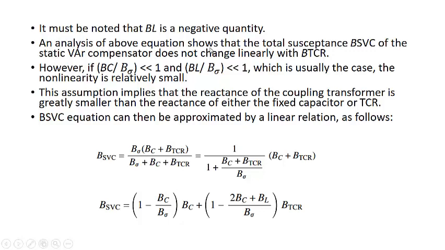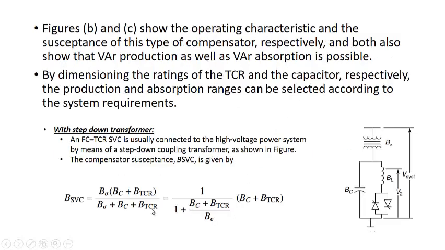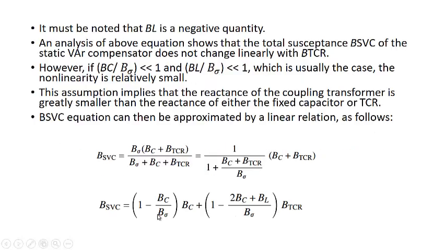An analysis of the equation shows that the total susceptance BSVC of the static or composite does not change linearly with BTCR because, as you can see from here, BTCR is in the numerator as well as in the denominator. So there is not a linear relation. However, if BC by B sigma is very small as compared to 1, and BL by B sigma is very small as compared to 1, which is usually the case, the non-linearity is relatively very small. We can assume a linear relation.